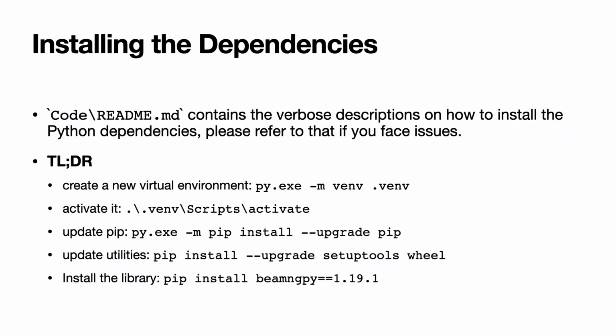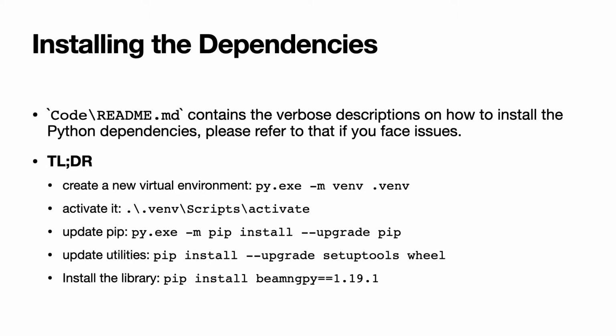To make it work, you need to install it. To install it, it's easy. It's just a matter of calling pip install BeamNG.py and the version. For this tutorial, we are going to use version 1.19.1. I will not go through the details here. In the distribution on GitHub, there is a description on how to install everything. But what we usually do is create a virtual environment, activate it, install all the dependencies, and install the library. At that point, you should be ready to go.